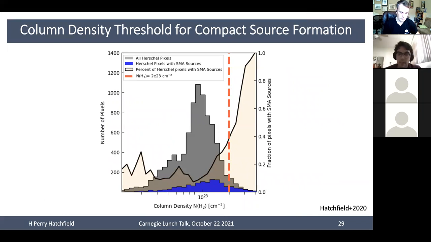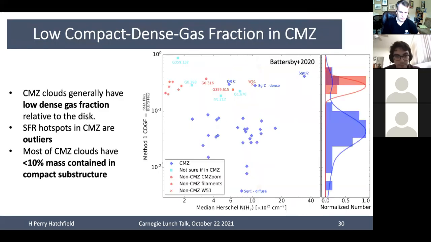We also found that the places where this substructure was forming tend to be above a certain large-scale column density threshold. By comparing the locations of each of these substructure objects with the column density of their parent cloud, we find that once you get above a column density of about 2 times 10 to the 23 on the cloud scale, you actually end up almost always having compact substructure. However, below that, and most of the CMZ is below that very high column density, you find that there's actually just not a lot of compact substructure.